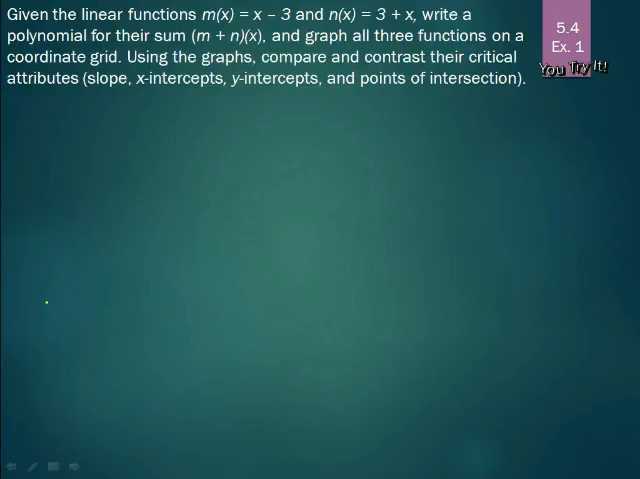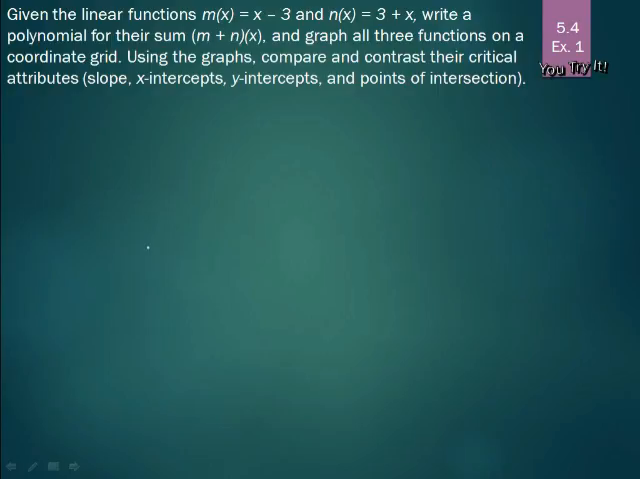Given the linear functions m of x equals x minus 3 and n of x equals 3 plus x, write a polynomial for their sum, m plus n of x, and graph all three functions on a coordinate grid. Using the graphs, compare and contrast their critical attributes: slope, x-intercepts, y-intercepts, and point of intersection.